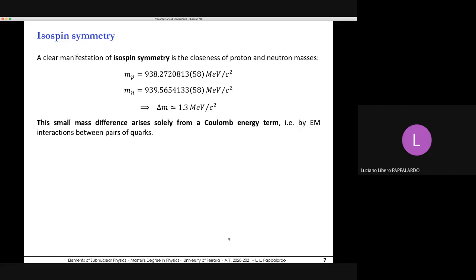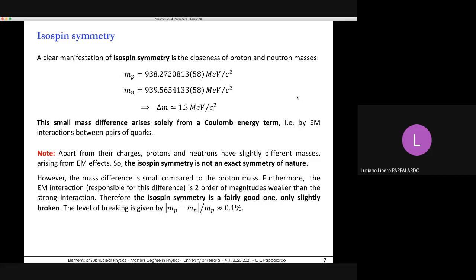Now, a clear manifestation of the isospin symmetry is the closeness of the proton and the neutron mass. So let me put here the full expression of the mass of the proton and the neutron. You see the two are quite close, and the difference in mass is of the order 1.3 MeV. And this small difference, indeed, arises solely from the Coulomb energy term, so by electromagnetic interaction between the pairs of quarks.